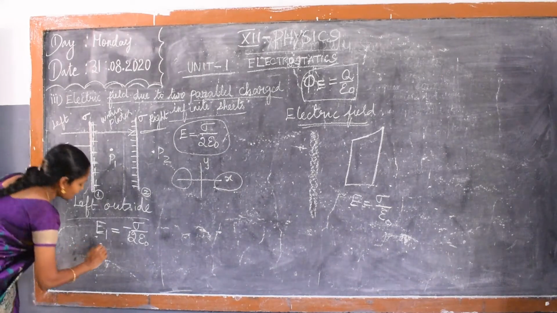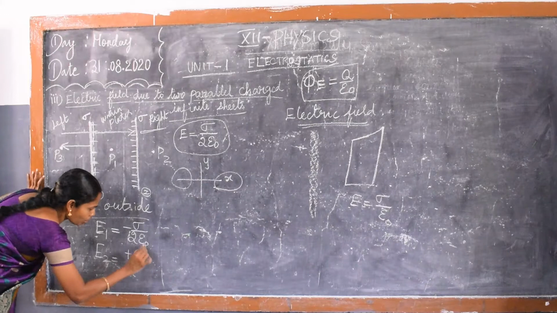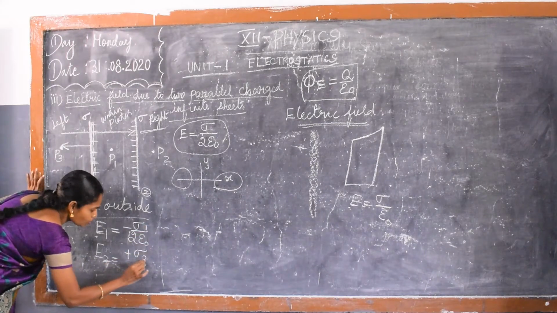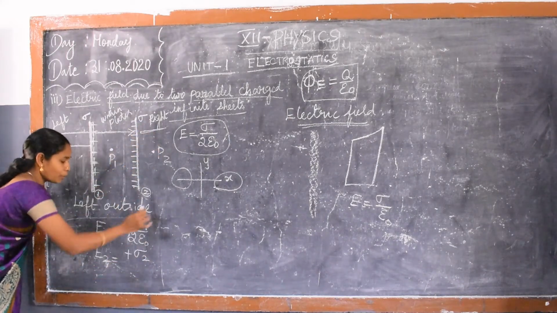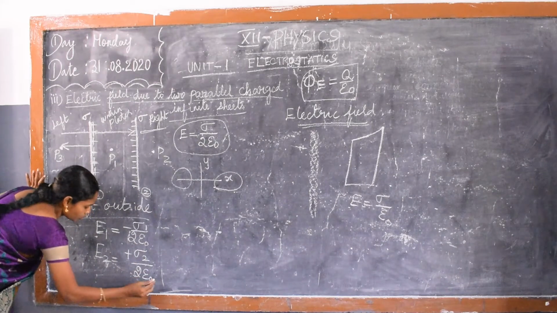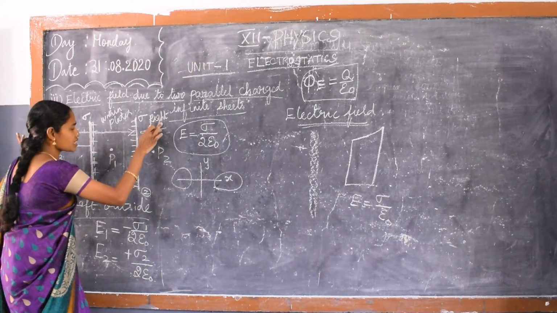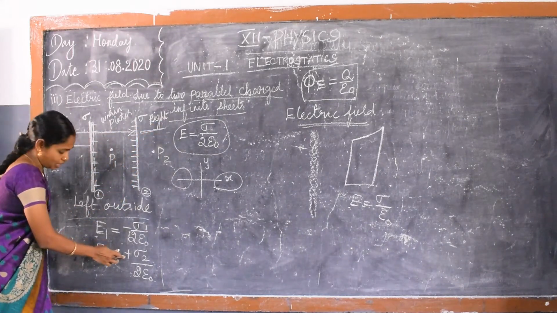So now the electric field value E2 is equal to plus sigma. Here sigma 1, here sigma 2. Why? Because it's due to the second plane sheet. Sigma 2 divided by 2 epsilon naught. Here the direction of the electric field is towards right, so I put a plus sign here.